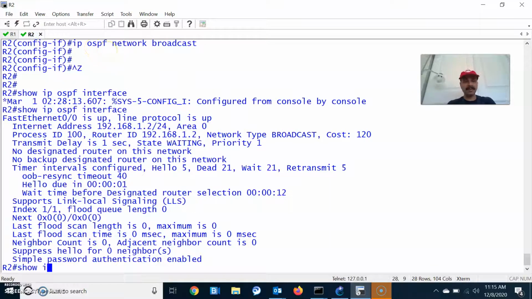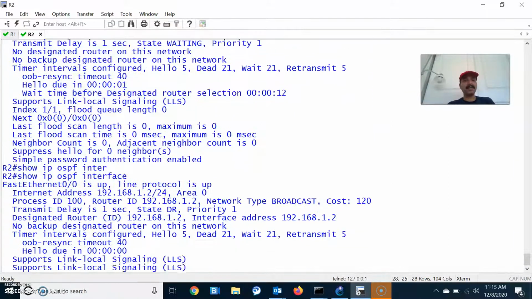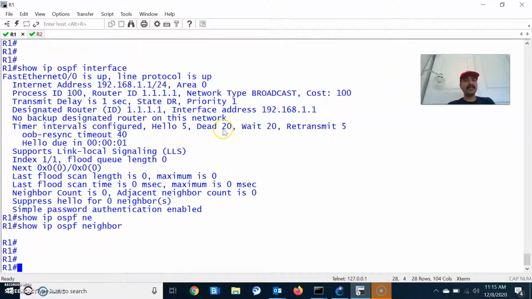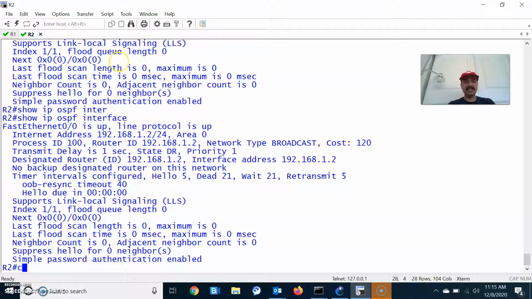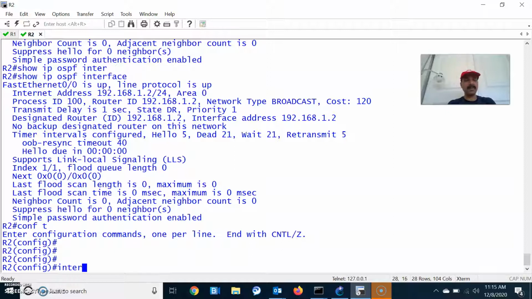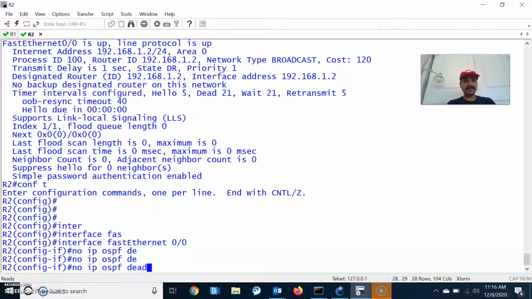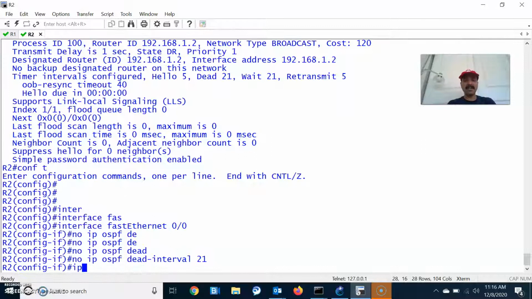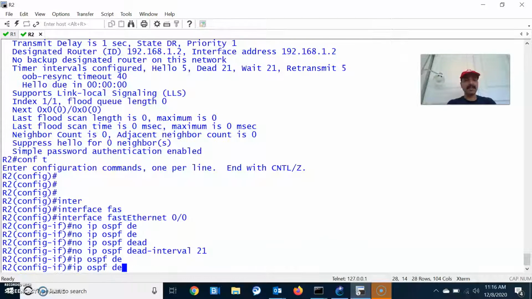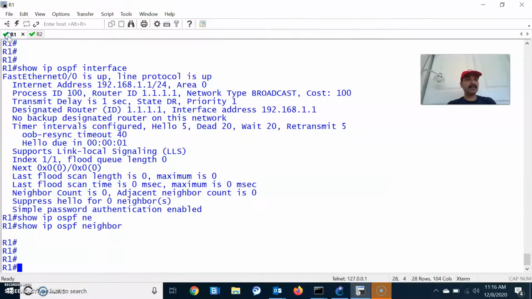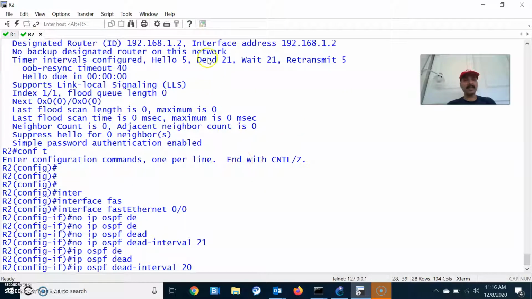So go to R2, show IP OSPF interface. Let us see the hello and the dead interval. It is showing 5 and 21 and this is showing 5 and 20, right? So there is a mismatch in the hello and the dead interval. Let us fix that also. Go to the configuration mode and interface FastEthernet 0/0. So no IP OSPF dead interval 21, right? So let us make the OSPF dead interval 20, right? So both based on R1 and R2. R1 is having 5 and 20. So here also we can make it 5 and 20, right?